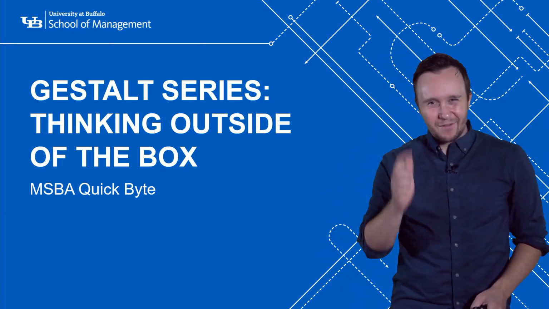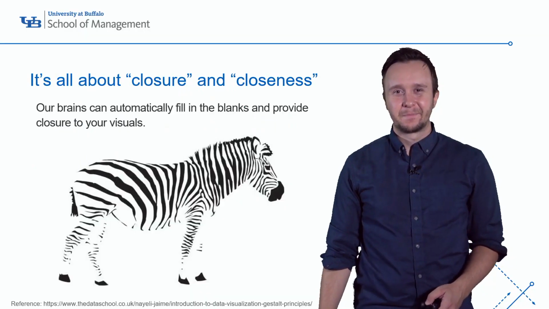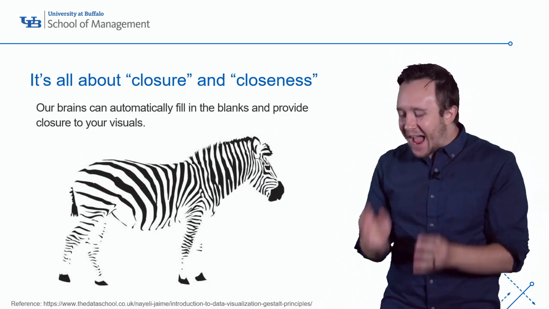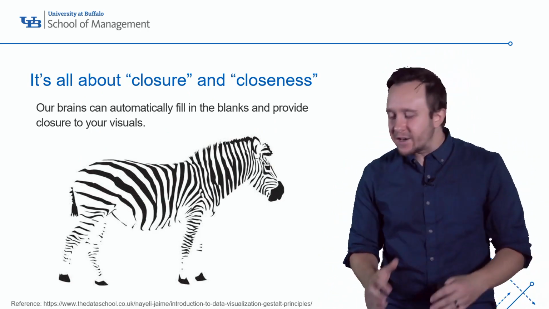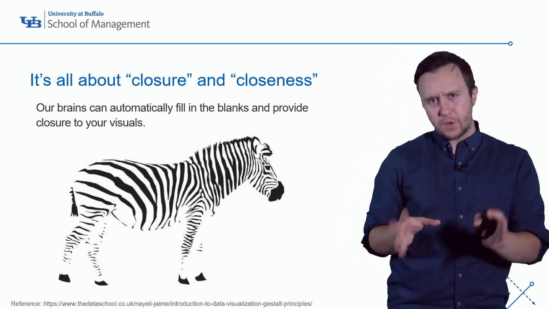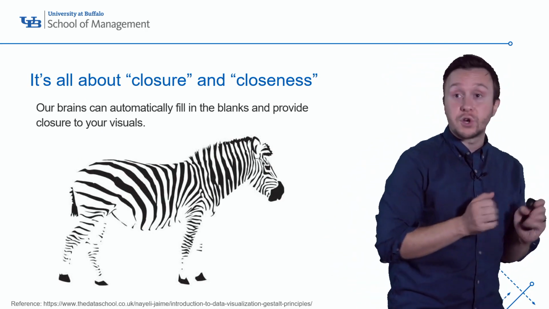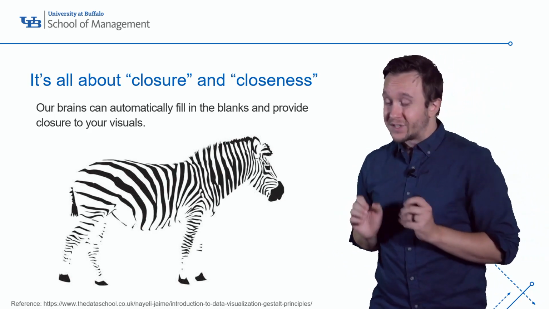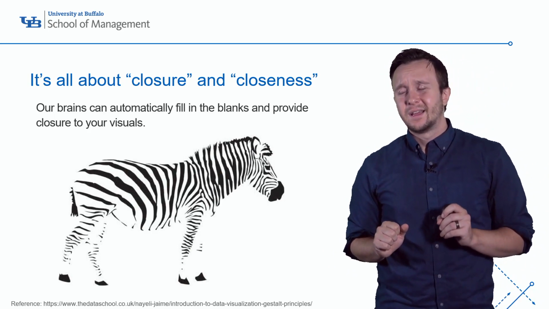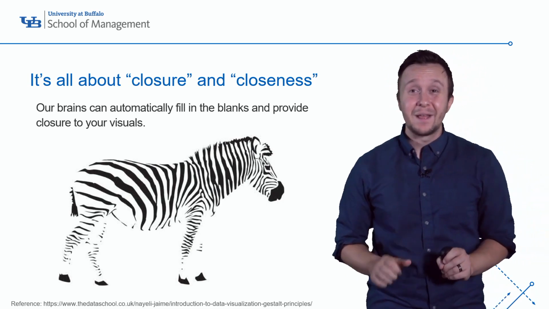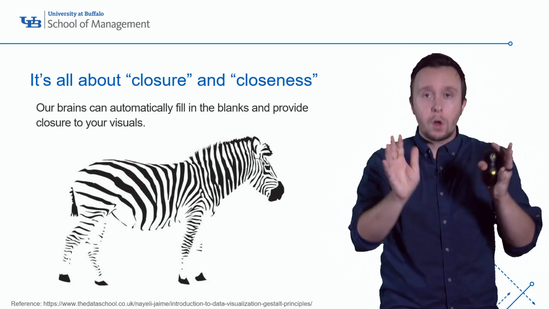We're going to start by thinking outside of the box. You see, when I build my data visuals, I tend to focus on two principles of visual perception the most. Those principles are the principle of closure and the principle of closeness. We'll talk about closeness in a little bit, but I want to start with closure.